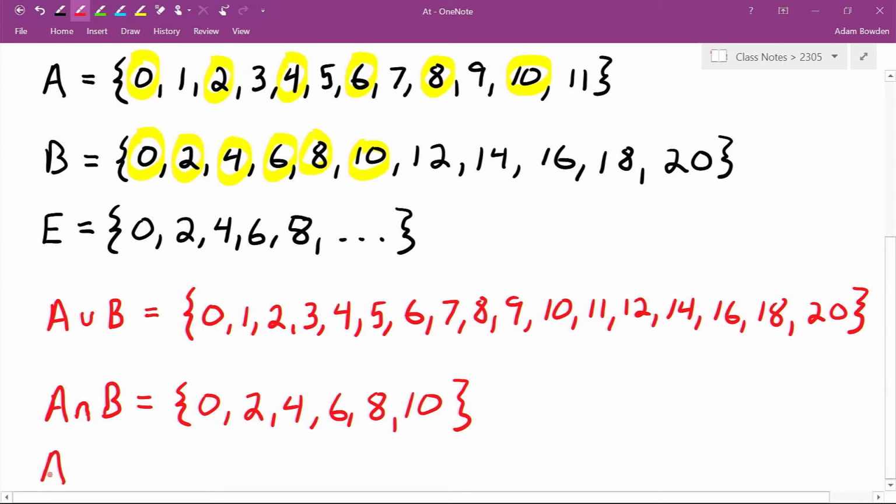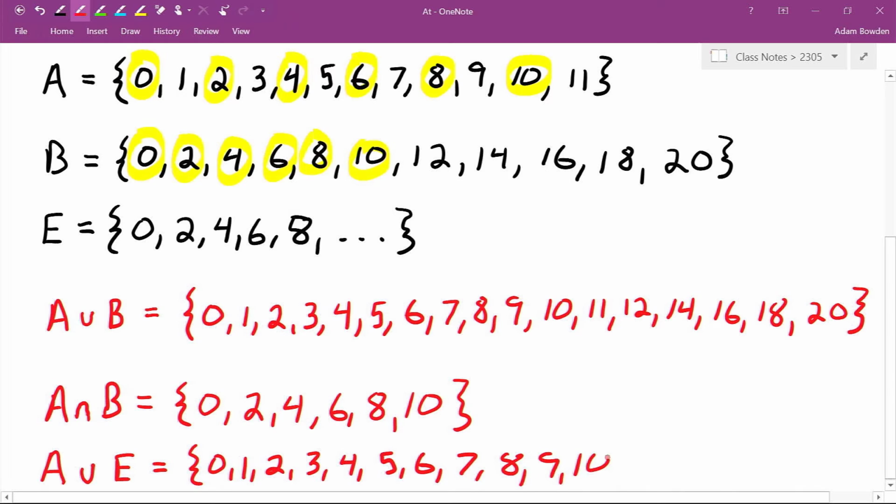Okay, if we look at the next one, which goes A union with E. Now we're going to take all the elements in A and union them with the elements in E, put them together. So it goes 0, 1, 2, 3, 4, 5, 6, 7, 8, 9, 10, 11, and then that's all from set A, and then it's going to bring in all the other elements from set E, which will be more even numbers. So 12, 14, 16, 18, and then it'll just keep on going from there.